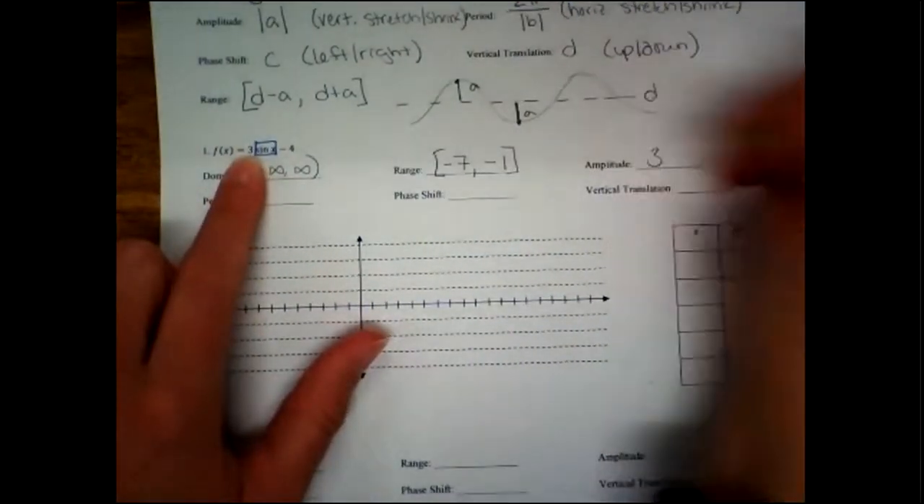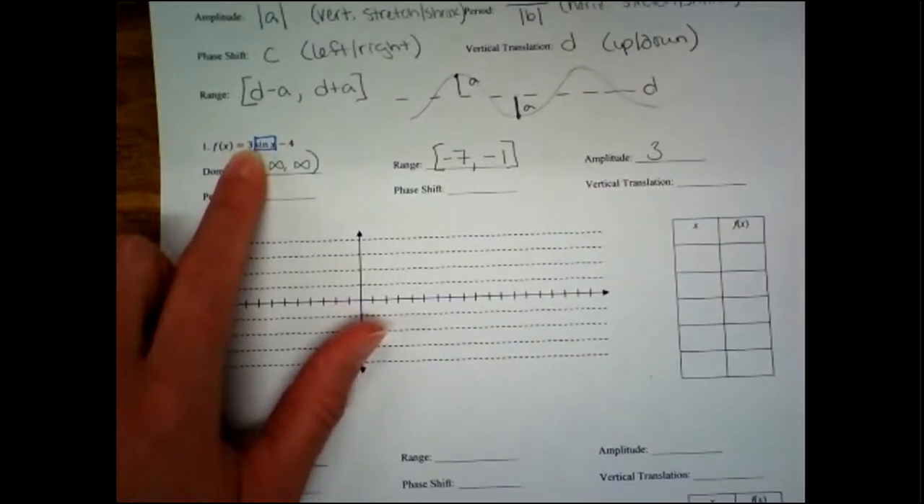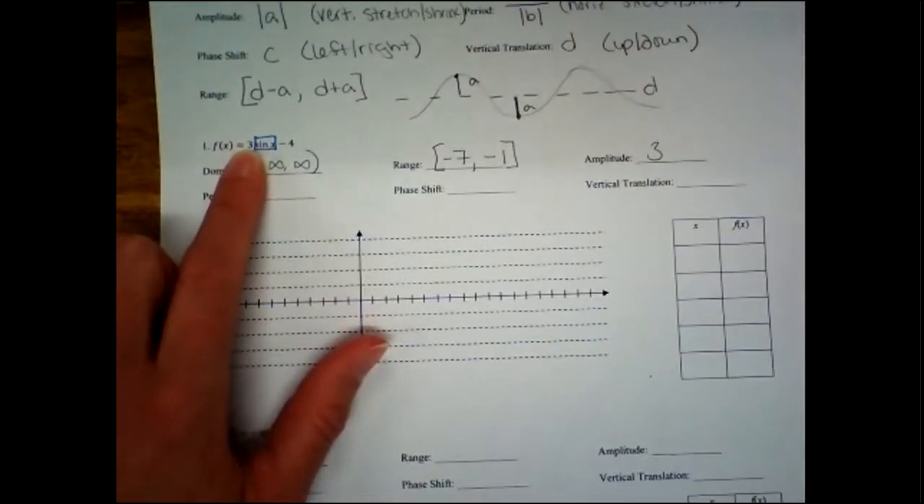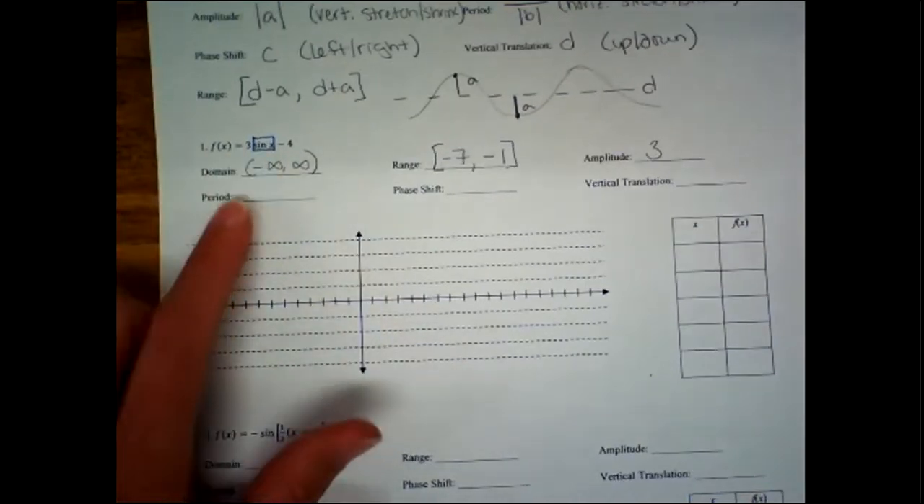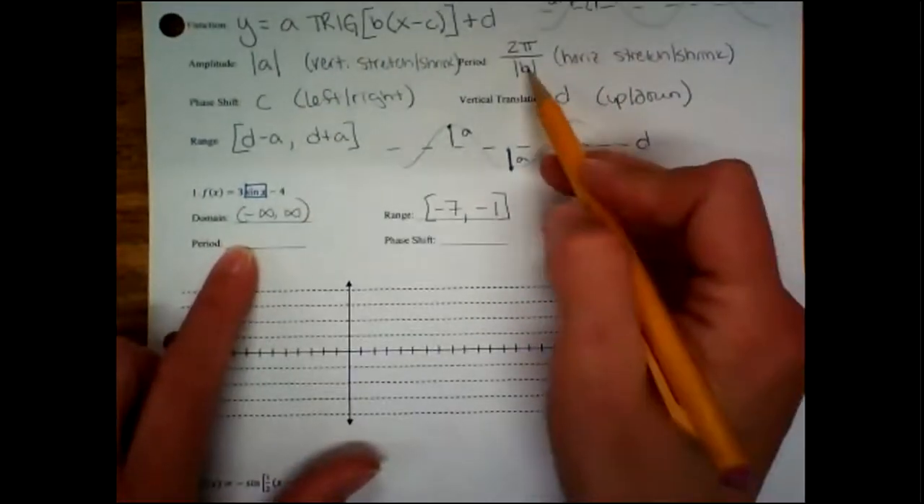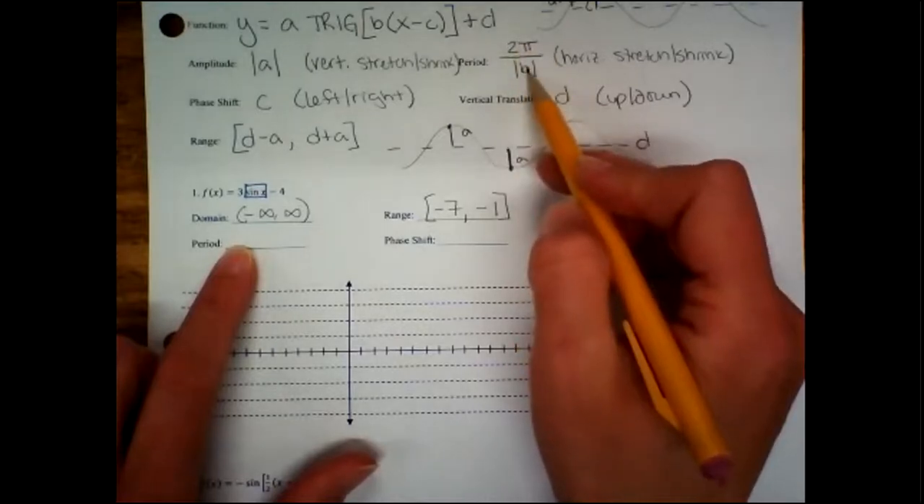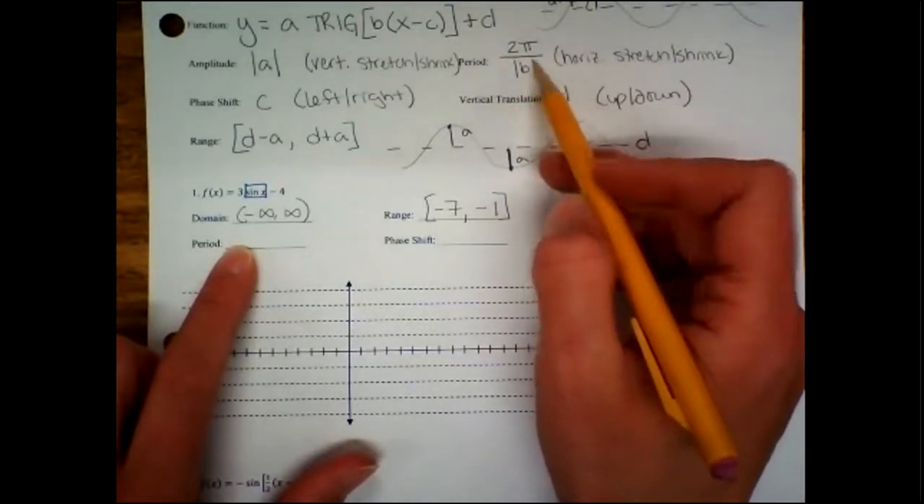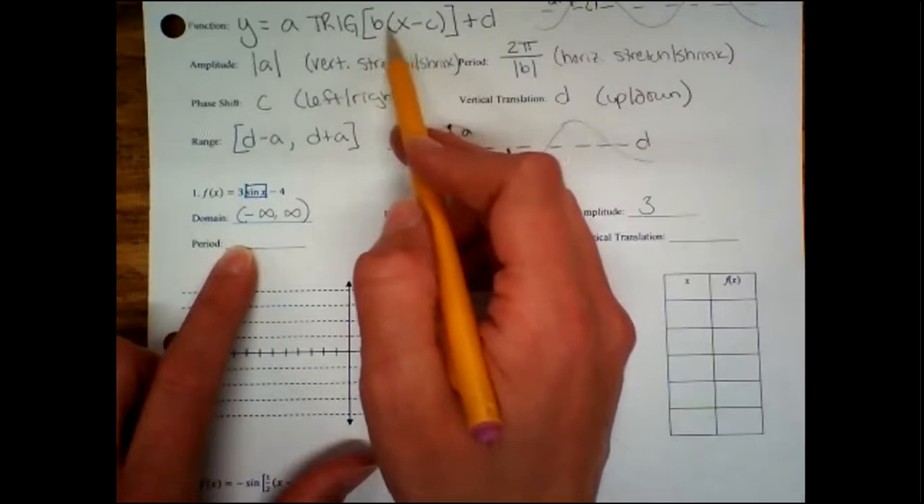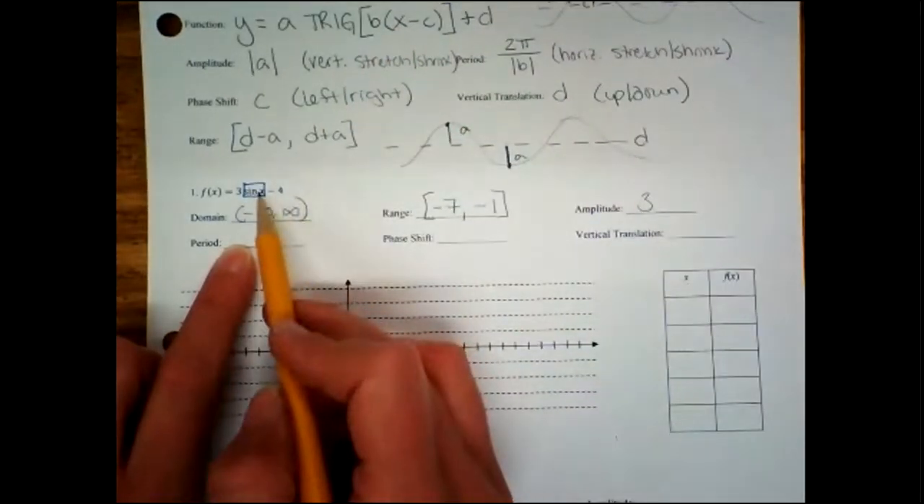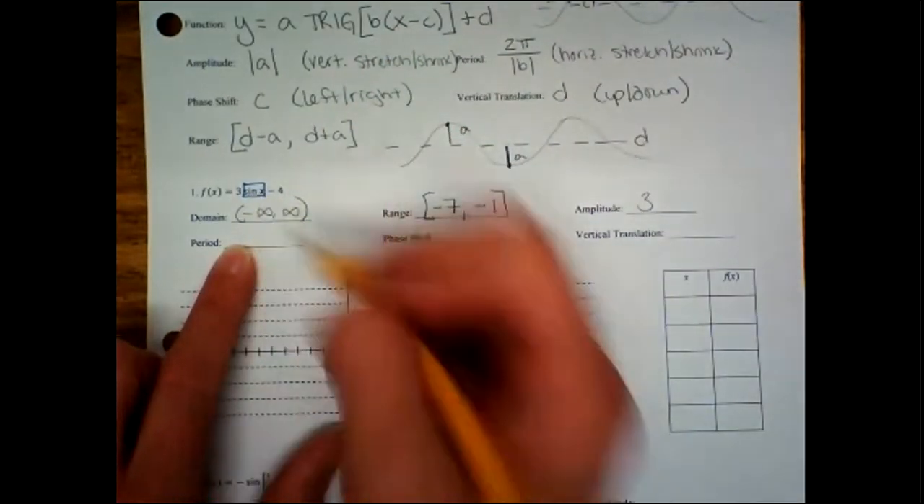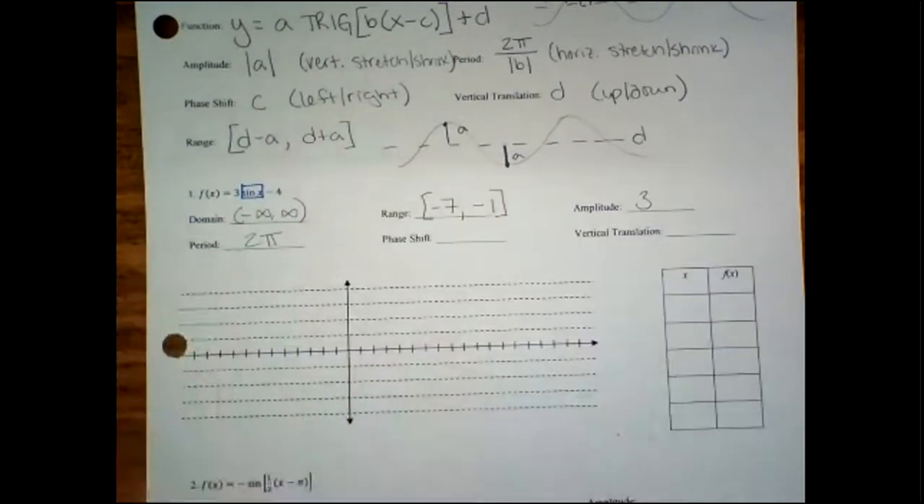Amplitude is 3. That's your vertical stretch or shrink. That's just the number that's out front. Just remember to absolute value it. Like if it was a -3, you would still put 3. All right, period. It would be 2 pi divided by whatever b is. B is going to be whatever's in front of the x. Do we have anything in front of the x? No, so it's just going to be 2 pi. What that means is there's no horizontal stretch or shrink. It did not get stretched or shrunk horizontally. It's just still going to be 2 pi.